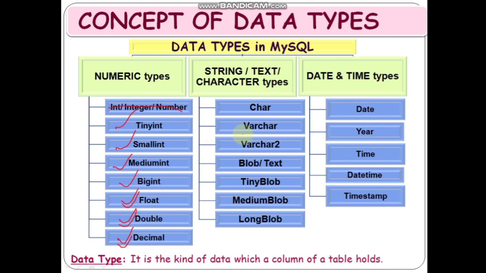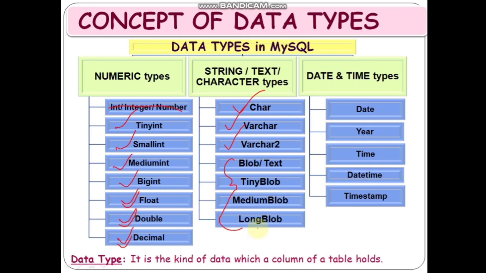Now coming on to string or text or character types, we have char, varchar, varchar2. Now these three are very important, which store string or character type data, and also you should know these extra few data type which comes under character, that is blob, text or tiny blob, medium blob and long blob. Now what is this? Let us understand.